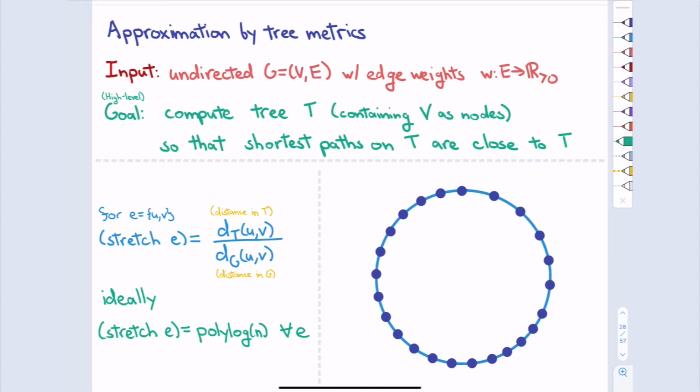Yeah, so ideally we want for all the edges the stretch to be small, which is to say the maximum stretch should be small. Okay, so we'd like to get all edges. That would be great, right? But here's a graph that presents an issue. Why?